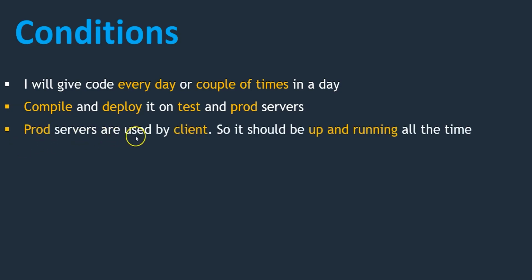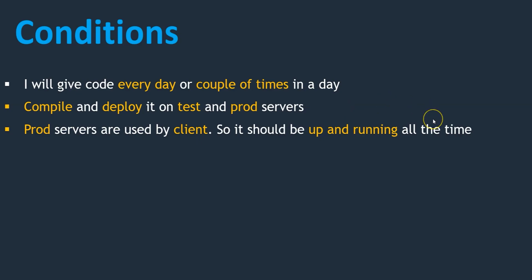Next, prod servers are used by clients, so they should be up and running all the time. This is one of the biggest problems. If I am deploying this code, that code may or may not work on production systems. If it is not working, it is difficult for our clients. I should take care that only working code is deployed here because clients are using it, and it should be up and running all the time.